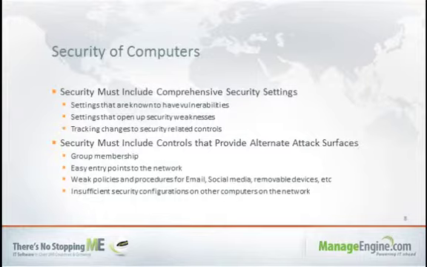We also need to make sure that security and controls address alternate attack surfaces. We need to make sure that we go beyond. We need to think out of the box, because that's what attackers do. We need to make sure that we think out of the box and make sure that we are not allowing alternate attack entries to be valid. Group membership, easy entry points like VPNs, wireless access. We need to make sure that weak policies and procedures are overcome. We don't allow those. We need to have very strict things.